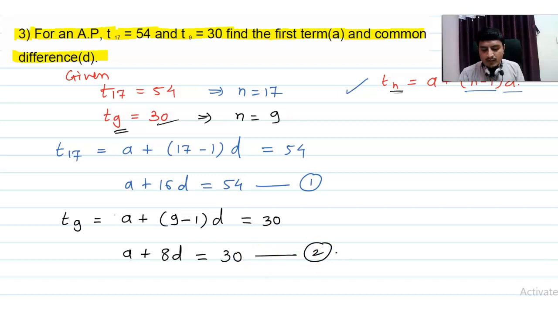Now try to simplify equations 1 and 2 simultaneously. Here the coefficient of variable a from both equations is the same and has the same sign convention, that is plus and plus.